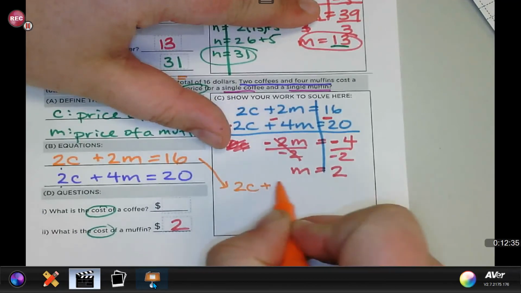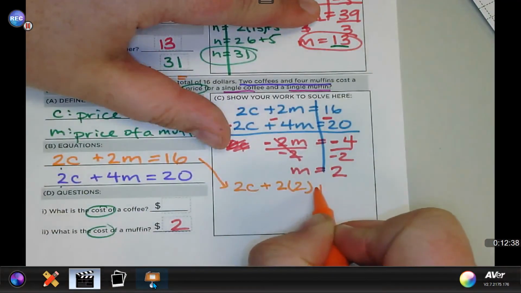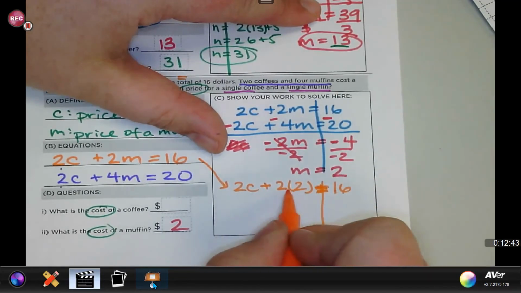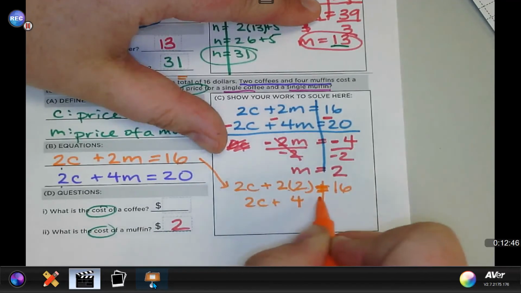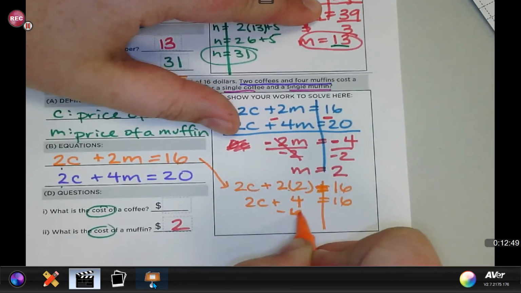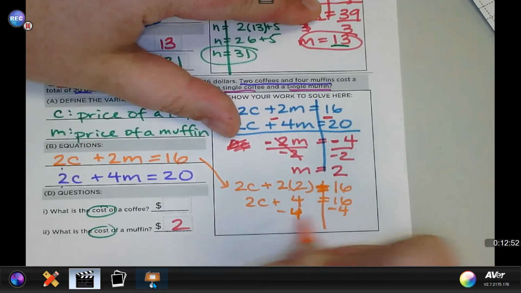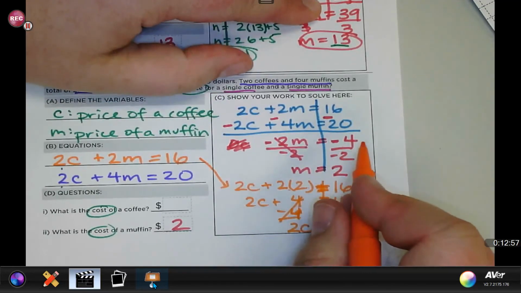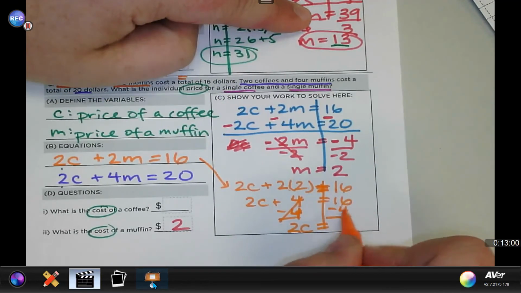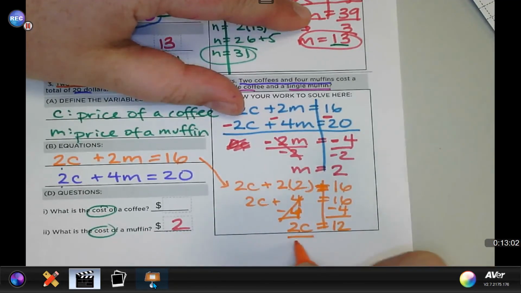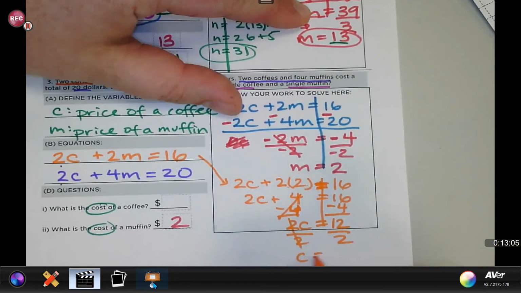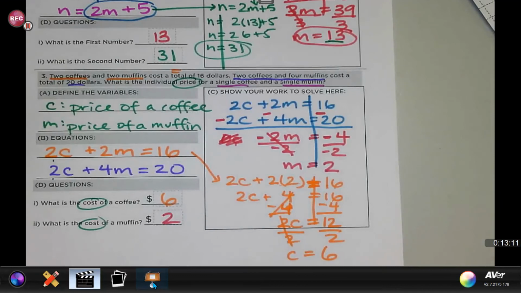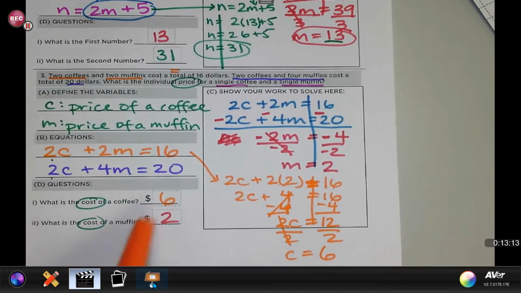2C plus 2 times 2, sorry, the lights went off, equals 16. 2 times 2 is 4, so 2c plus 4 equals 16 minus 4 minus 4. 2c equals 12, divide by 2, divide by 2. C equals 6. So the cost of a coffee is $6. Those better be real fancy coffees if a muffin's only $2, but the coffee is 6.